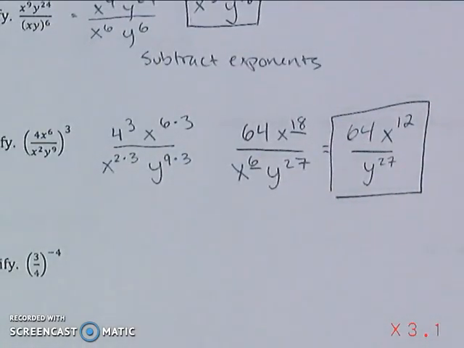So these are all of our exponential rules. We're starting in Chapter 7. It's 1027, in case you were wondering.